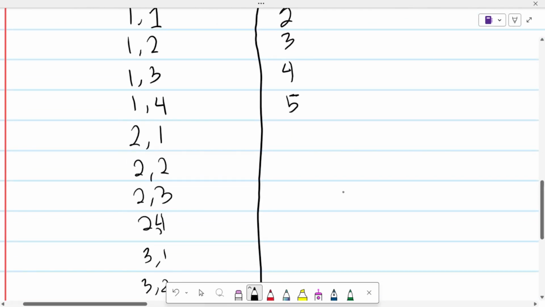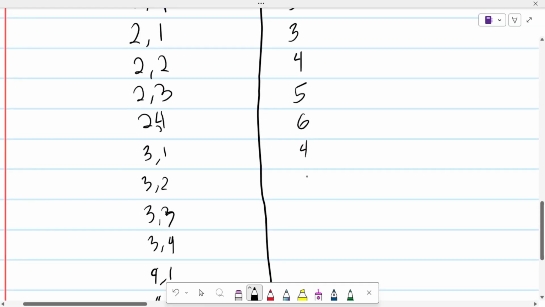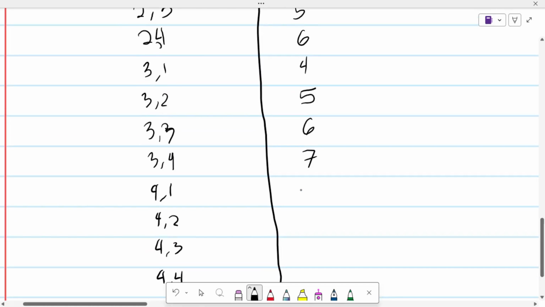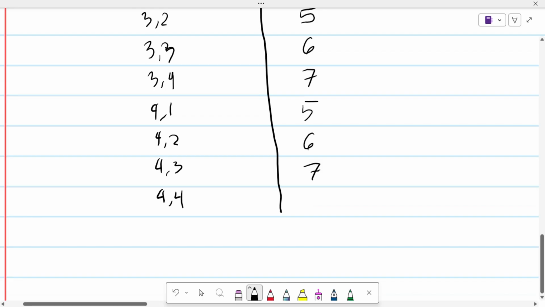2 plus 1 is 3. 2 plus 2 is 4. 2 plus 3 is 5. 2 plus 4 is 6. 3 plus 1 is 4. 3 plus 2 is 5. 3 plus 3 is 6. 3 plus 4 is 7. 4 plus 1 is 5. 4 plus 2 is 6. 4 plus 3 is 7. And 4 plus 4 is 8.